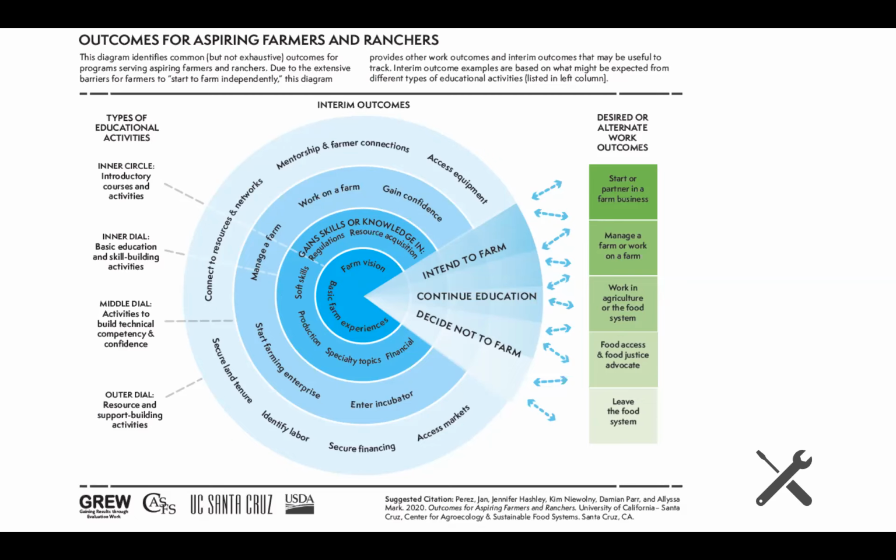And these interim outcomes are also arranged by the different types of educational activities that you might expect for different types of activities. On the far right in the green are some desired or alternative work outcomes. So, of course, the BFRDP program is interested in people starting a farm business, but folks who are training as beginning farmers and ranchers may have other goals as well listed here. It can also be useful to track the unexpected outcomes that might happen for those aiming to be an independent farmer, but due to the difficulties of getting there, they may end up in some of these other categories, which can be valuable to track.